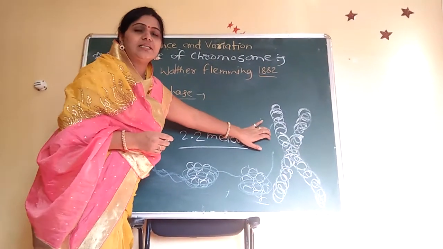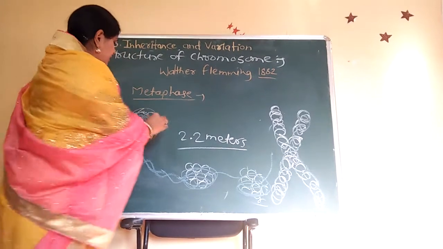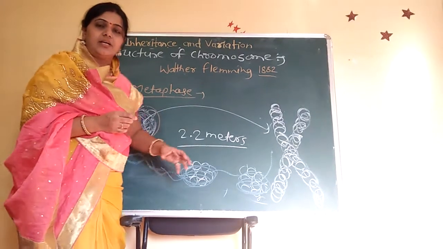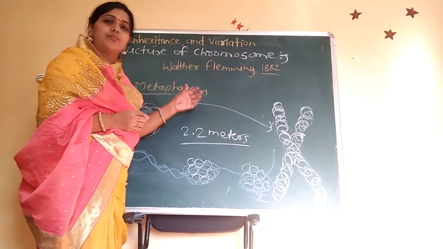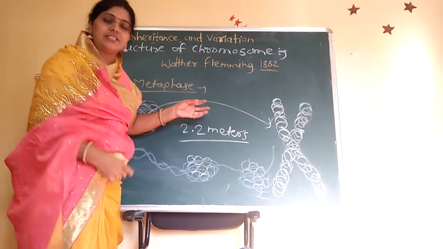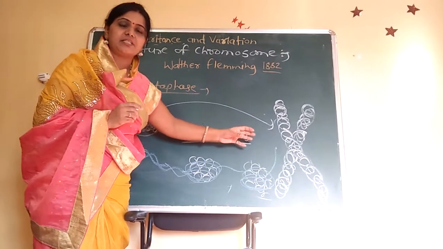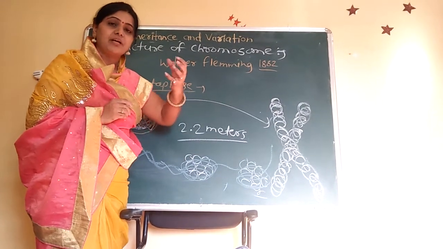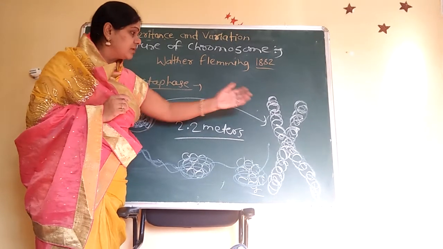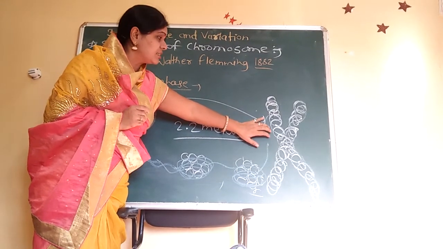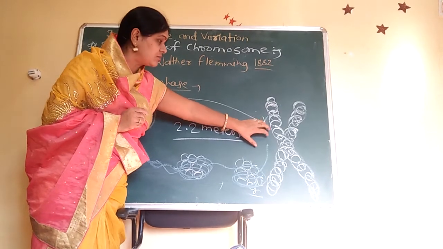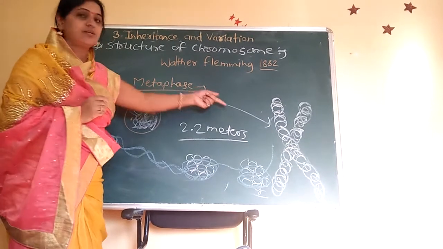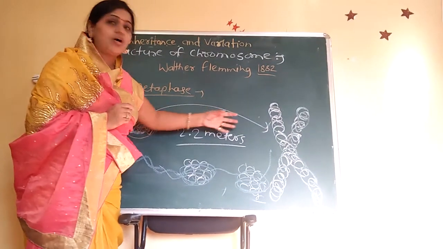This is the condensed form of the chromatin material. What is the condensation? In cell division, in prophase there is much more condensation of chromatin material. Then in the metaphase stage there is again condensation, and the chromosomes become very short and thick. These chromosomes are visible in the microscope. That is the metaphasic chromosome.